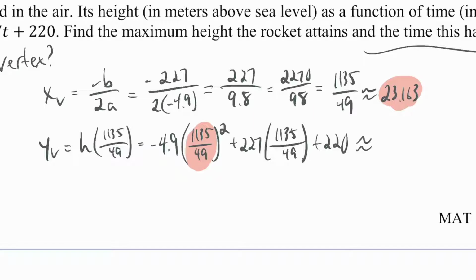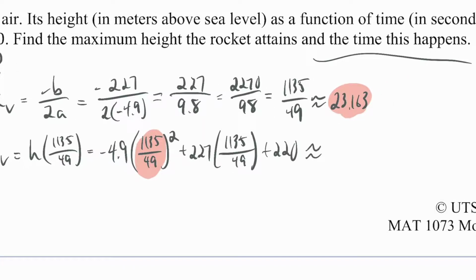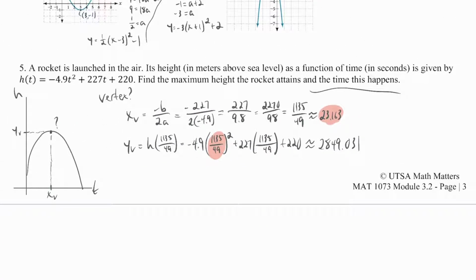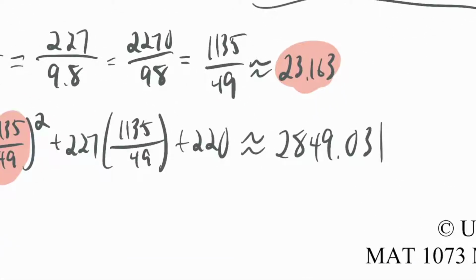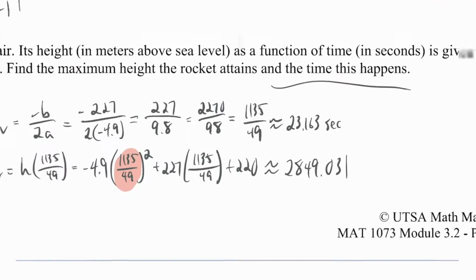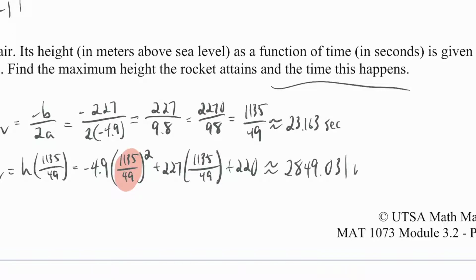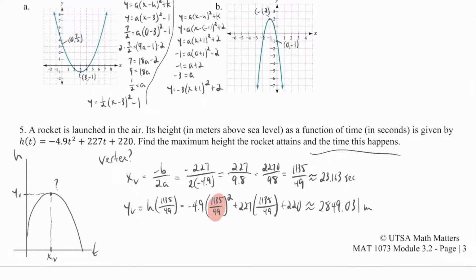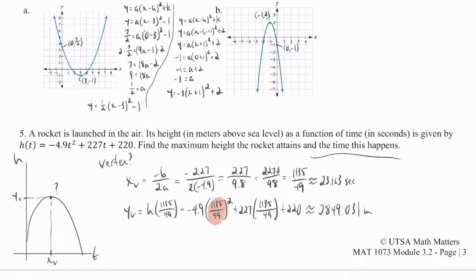Okay, so my calculator gives me 2849.031 approximately. Now I notice the problem doesn't say exact values only, and it doesn't tell me how to round. So I'm going to assume that rounding is acceptable because the problem didn't say not to. And this was in seconds, I believe. Yeah, and this was in meters. So this is the highest height, and this is how long it takes to get up to that height. Okay, so the vertex for parabolic motion will tell you that information.